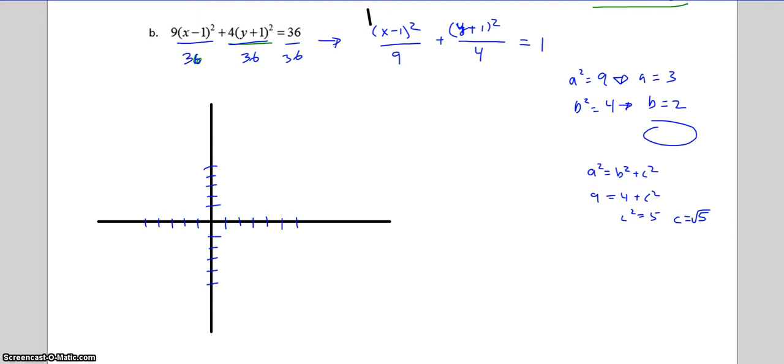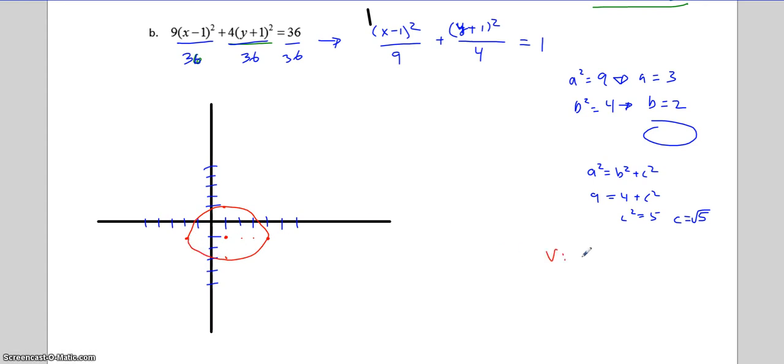Okay, to sketch this, let's sketch this in red again. We have our center at 1, negative 1. So that's going to be our center of the ellipse. And then we're just going to count out 3 to get to the vertices. 1, 2, 3. That's going to be our first vertex. 1, 2, 3. That's going to be our second vertex. And then to get our major and minor, we just count up 2, and down 2. And that looks like it's going to be our sketched ellipse.